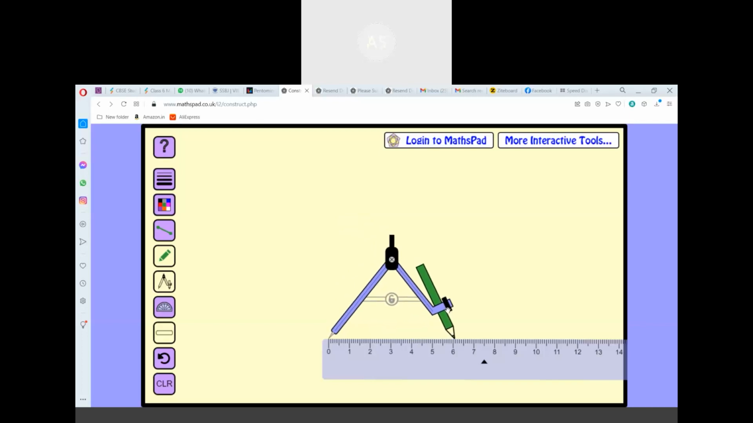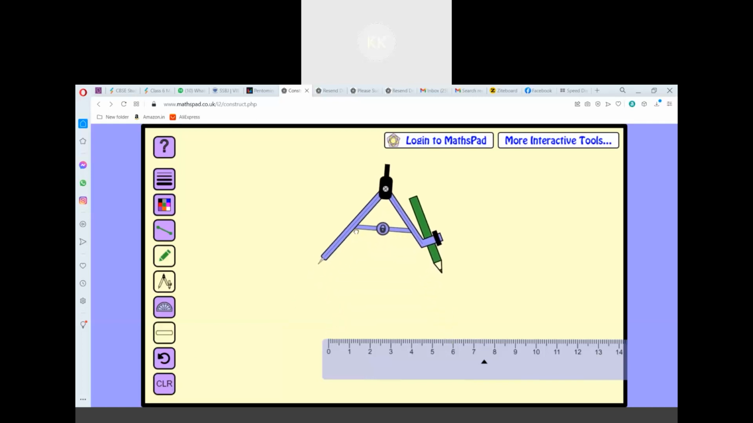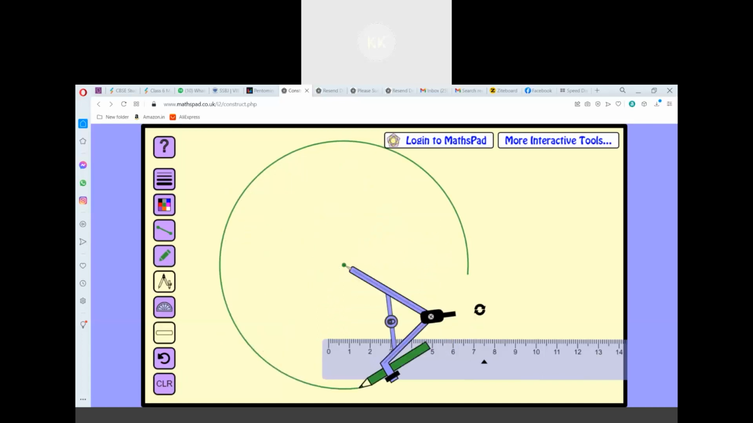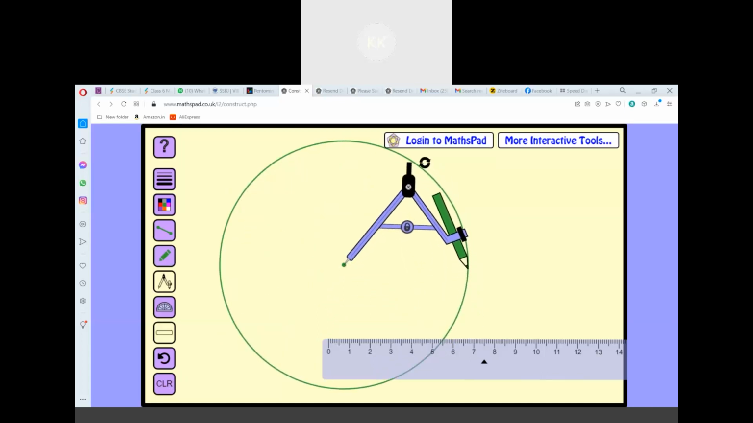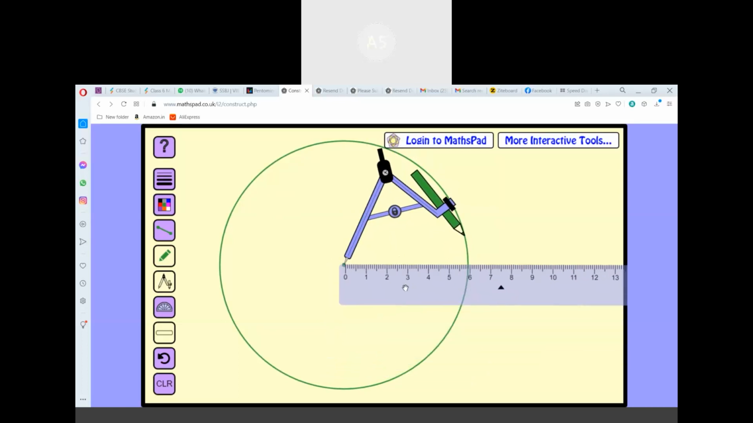Okay, this is 6 centimeter. Now I have a 6 centimeter radius. Let me clear this. Maybe the circle can be made here, but it will become a very big circle. Is this 6 and a half centimeter? No, this is 6 centimeter, sir.